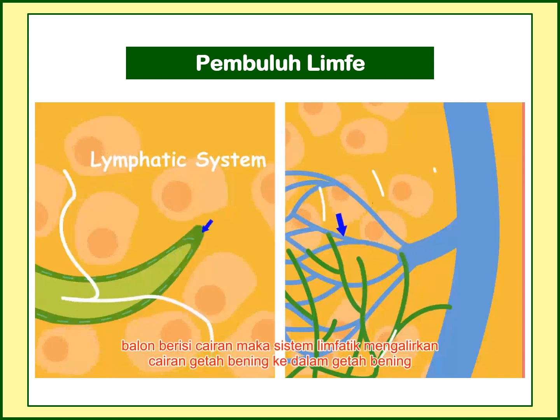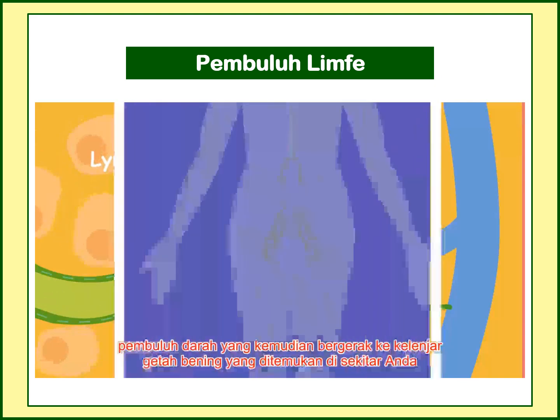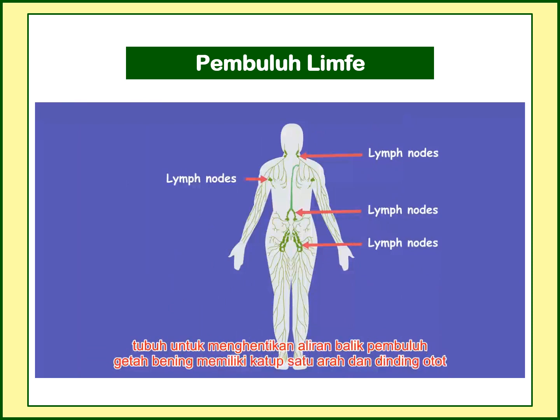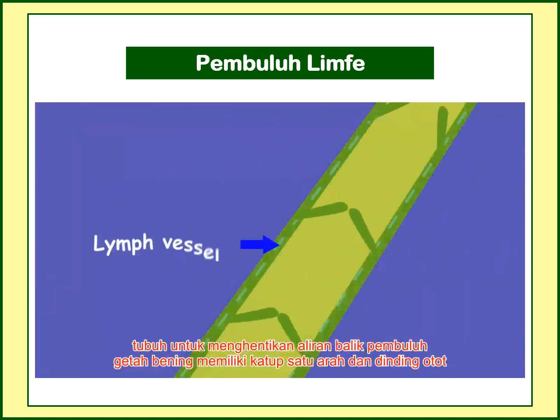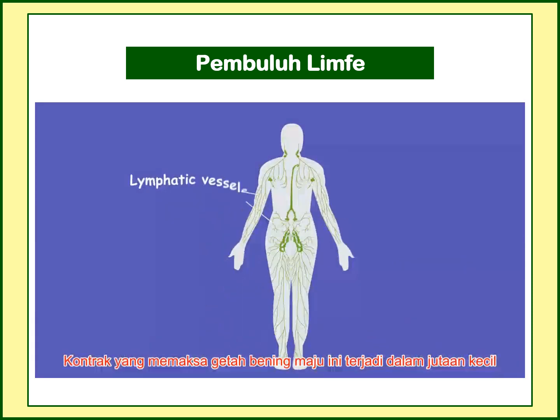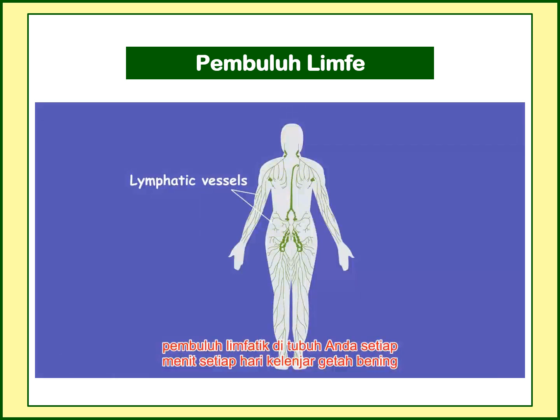The lymph fluid drains into lymph vessels, where it then travels to lymph nodes, which are found all around your body. To stop backflow, the lymph vessels have one-way valves and muscular walls that contract to force the lymph forward. This is happening in millions of little lymphatic vessels in your body every minute of every day.